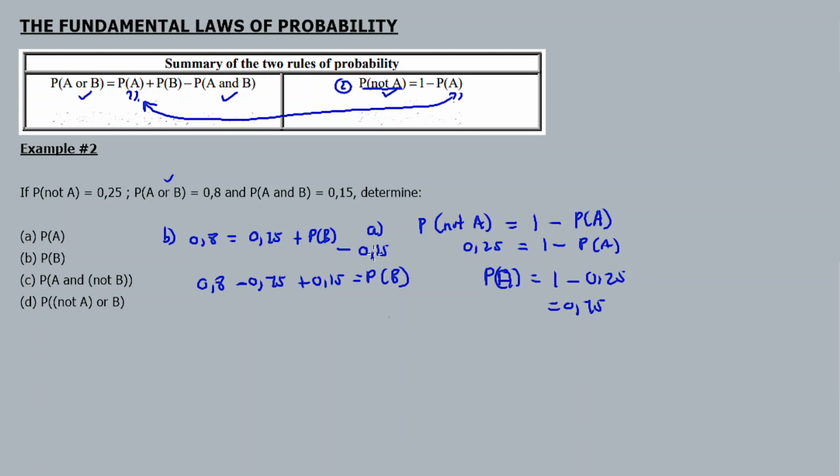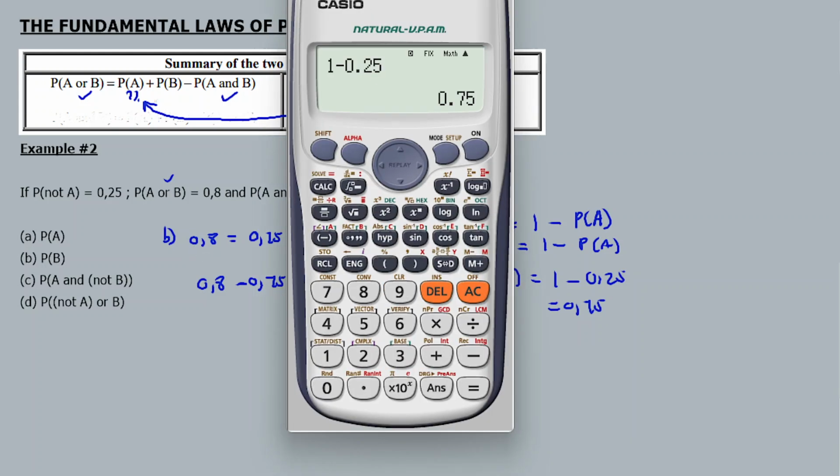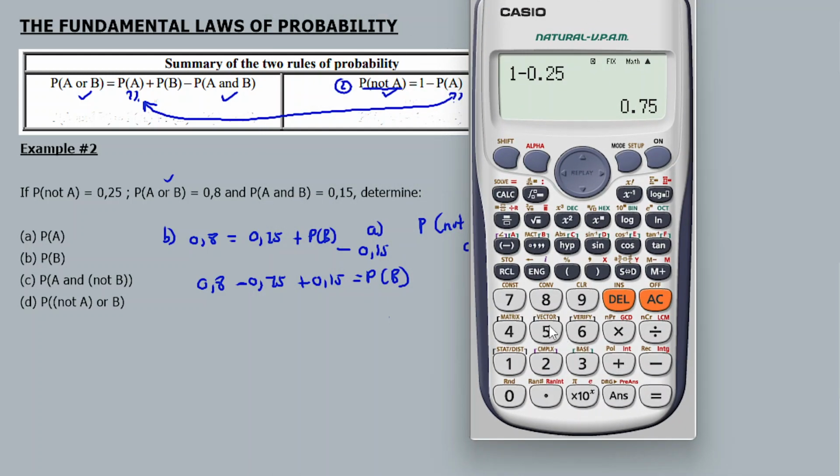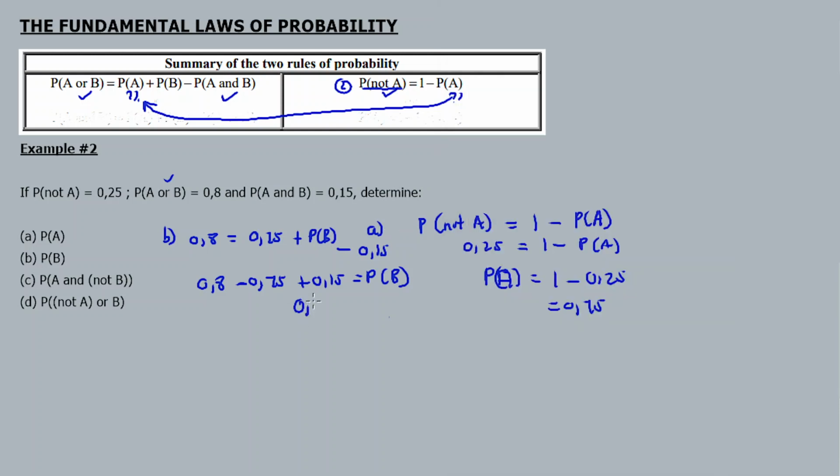I moved all the values to the left, leaving the probability of B, so as to make the probability of B the subject of the formula. Minus 0.75 plus 0.15, answer 0.2. So the answer is 0.2. This is the probability of B.